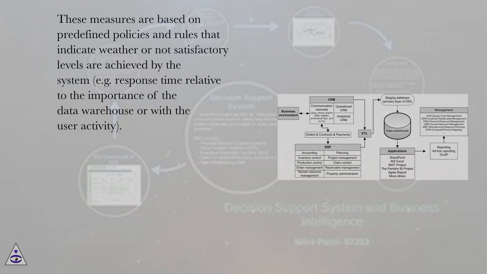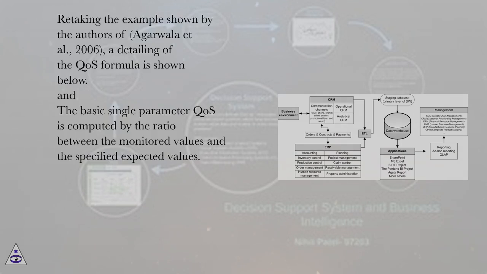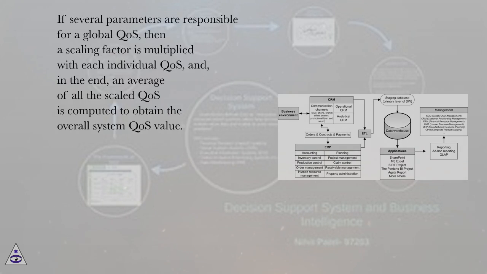These measures are based on predefined policies and rules that indicate whether or not satisfactory levels are achieved by the system, for example response time relative to the importance of the data warehouse or with the user activity. Retaking the example shown by the authors of Agarwala et al., 2006, a detailing of the COES formula is shown below. The basic single parameter COES is computed by the ratio between the monitored values and the specified expected values. If several parameters are responsible for a global COES, then a scaling factor is multiplied with each individual COES, and, in the end, an average of all the scaled COES is computed to obtain the overall system COES value.